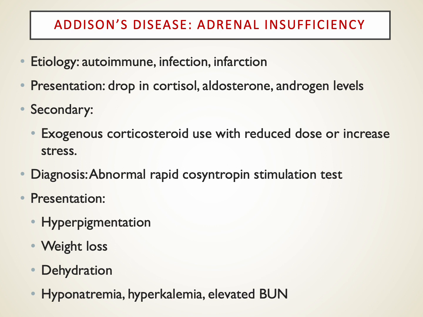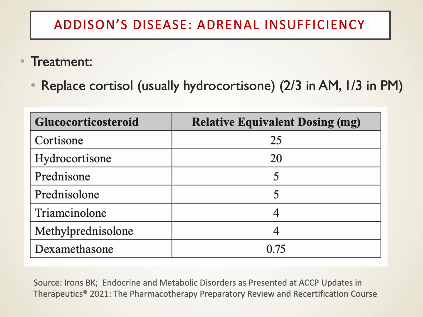Patients often will present with hyperpigmentation, almost a bronzing look of the skin. They often have weight loss, dehydration, hyponatremia, hyperkalemia, and an elevated BUN. Our treatment is to replace cortisol, usually with hydrocortisone, with 2/3 in the morning and 1/3 in the evening. You could consider some of these other corticosteroids as well. Most often, though, not dexamethasone, because it's virtually all glucocorticoid and not a lot of mineralocorticoid activity.